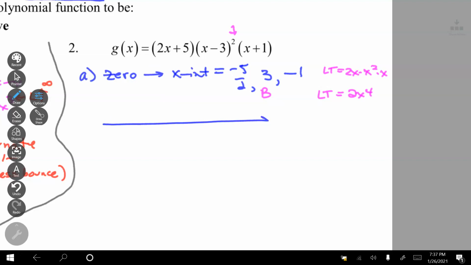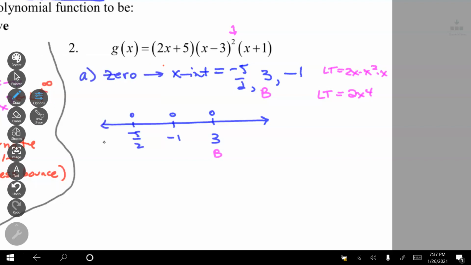I'm going to put these features on the number line, these x values, just in the order from left to right: -5/2, -1, 3. I'm going to put little zeros above them. I'm going to make notes. This guy is a bounce. Something special is going to happen here.